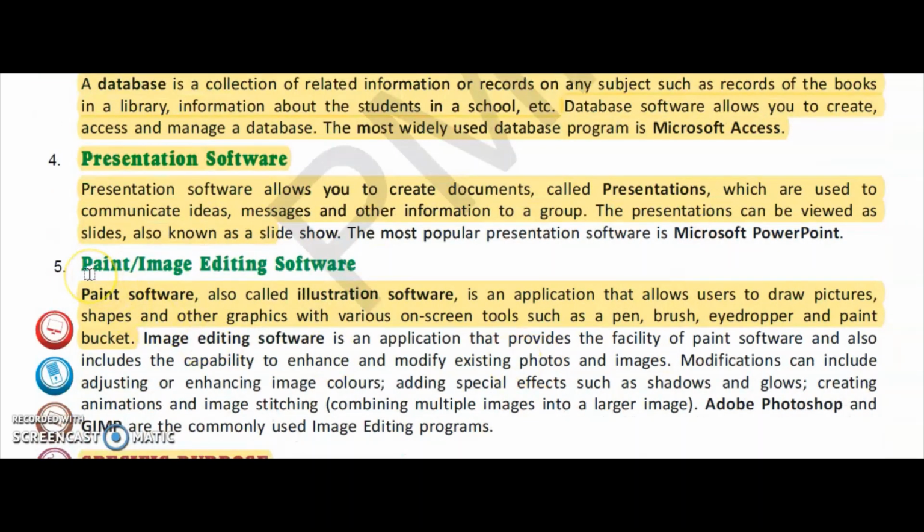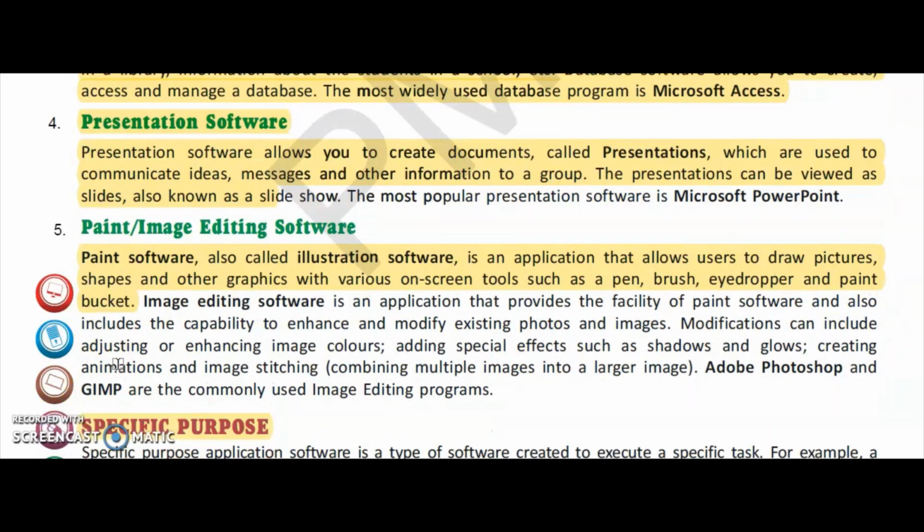And fifth general purpose software is Paint or image editing software. You will write Paint software, also called illustration software, is an application that allows users to draw pictures, shapes, and other graphics with various on-screen tools like pen, brush, eyedropper, and paint bucket. So this was about the general purpose software.